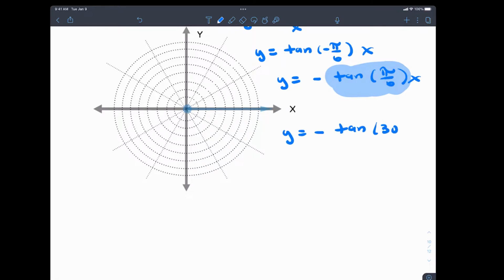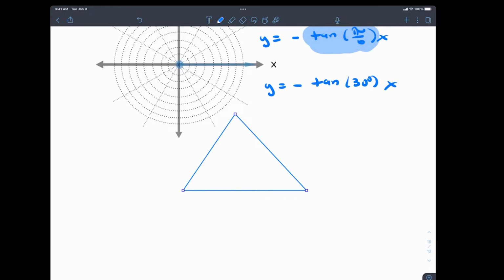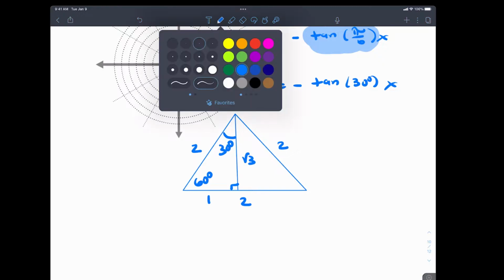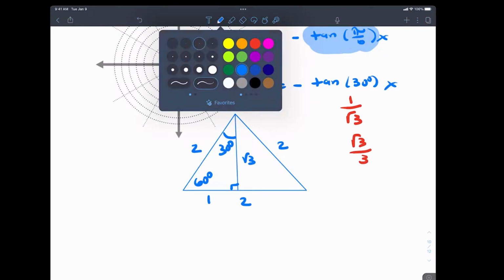So, personally, when I say to you guys, go back to this special triangle. In that 30, 60, 90 triangle, here's a 30 degree angle. This now becomes 1, square root of 3. What's tangent 30? So this is 1 over the square root of 3, or square root of 3 over 3, if we rationalize.